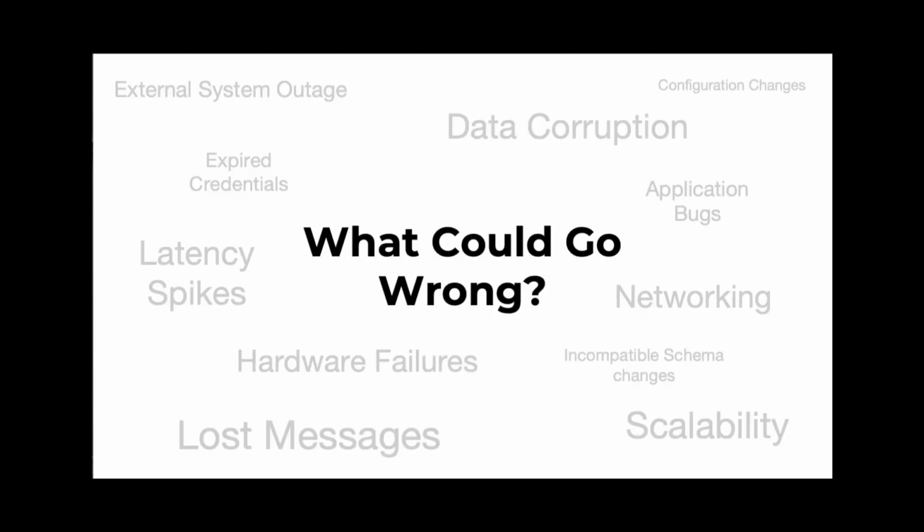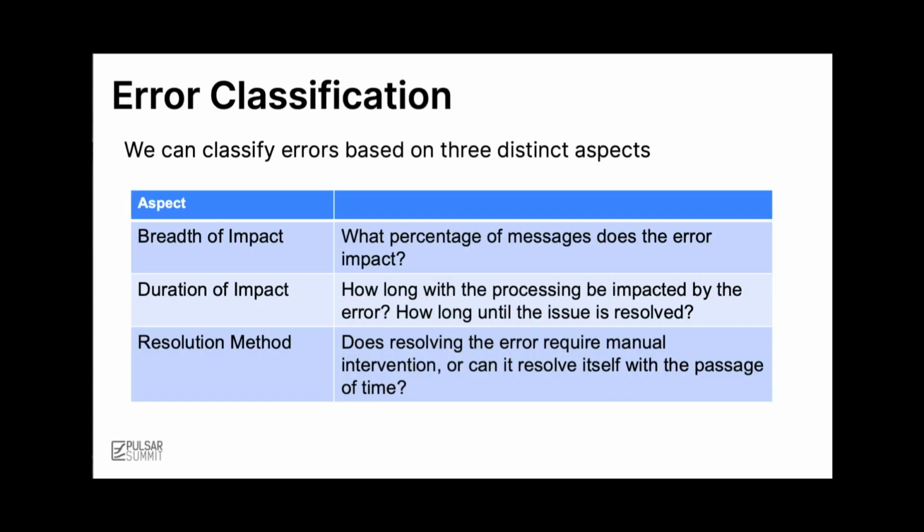So what are some of the things that could go wrong? Well, all of these things here. You can have everything from an external system outage to data corruption within the messages themselves, application bugs. You make a fix, deploy your application out there, and there's a bug in it. Networking issues, hardware failures, messages get lost, latency spikes, any and everything can happen. So there's lots of things that could happen.